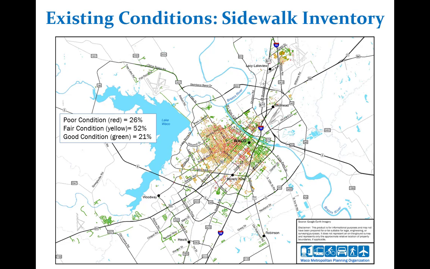A lot of the fair or poor sidewalk is located in the urban core. However, as you get out of the greater downtown Waco area, there are not many areas with sidewalk at all. You can see a lot of white space, or no sidewalk, in primarily residential areas like Woodway or Hewitt and around Lake Waco. So this active transportation plan also prepared a sidewalk inventory for some of the rural cities, and this information is available in the draft plan.